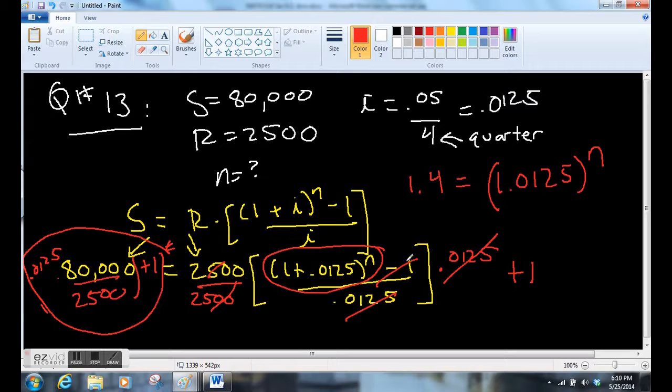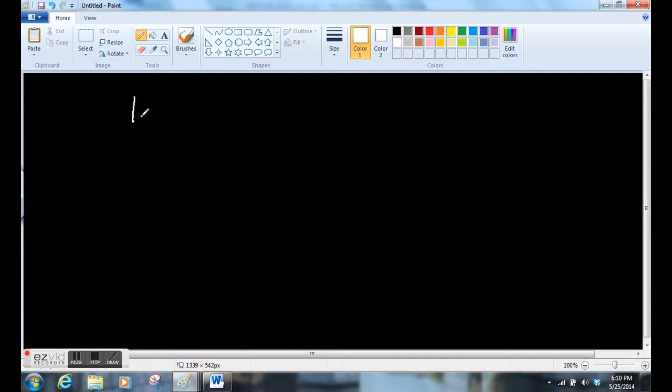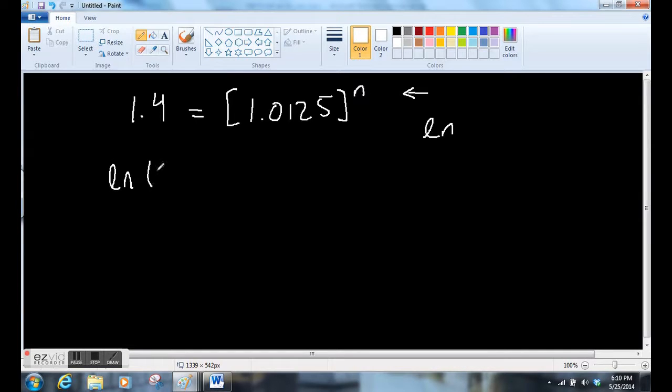Now I'm going to go on to the next page so I can deal with this N, because we're trying to solve for N, which means it's, oh no, an exponential problem. So here's where we were. 1.4 equals 1.0125 raised to the N. Well, how do we get rid of that N? We're going to take the natural log, and that will bring it from the exponent down in front. So you can take the natural log of both sides. We did this in chapter 5. We did it for a reason, so we could solve exciting annuity problems like this.